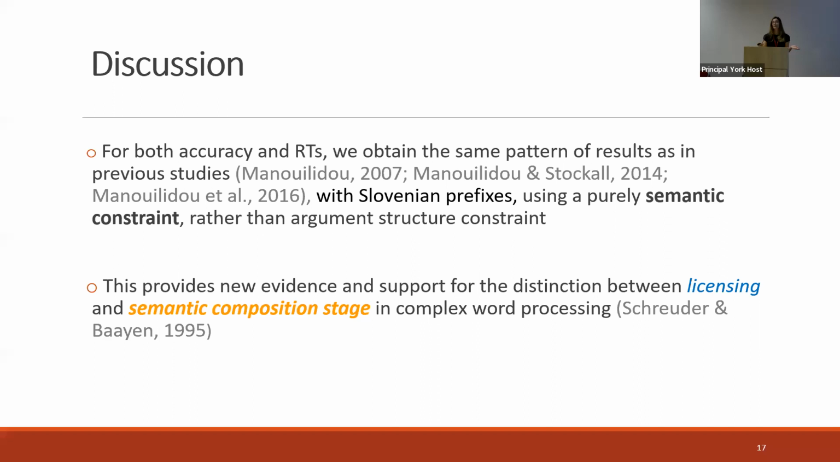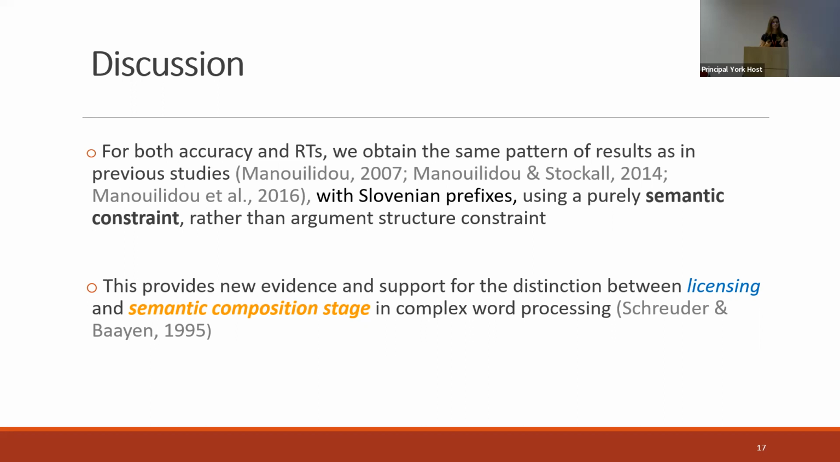So we can conclude that both for accuracy and RTs, we obtained the same pattern of results as seen in the previous studies, but this time with Slovenian prefixes, meaning using a purely semantic constraint for the semantic violations rather than argument structure, which was used in the previous studies. This is very interesting given that the semantic constraints and the rules that we used here do not follow, let's say, a traditional classification of words, but a rather custom-made classification. And this provides new evidence and support for the distinction between the licensing stage and the semantic composition stage in complex word processing.